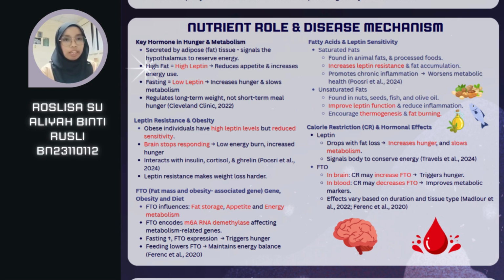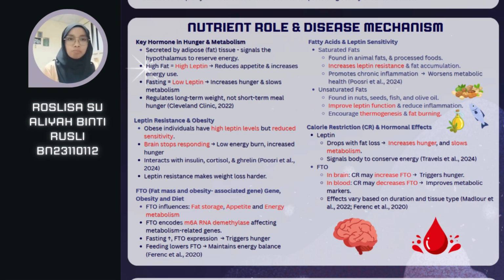It's important to note that leptin helps regulate long-term body weight and not the short-term hunger we feel between meals. In obesity, leptin levels stay high, but the brain becomes resistant to it. This is called leptin resistance, where the brain stops responding to the leptin signal. As a result, the body keeps storing fat, burns less energy, and stays hungry. Leptin also interacts with other hormones like insulin, cortisol, and ghrelin, all of which affect appetite and fat storage.